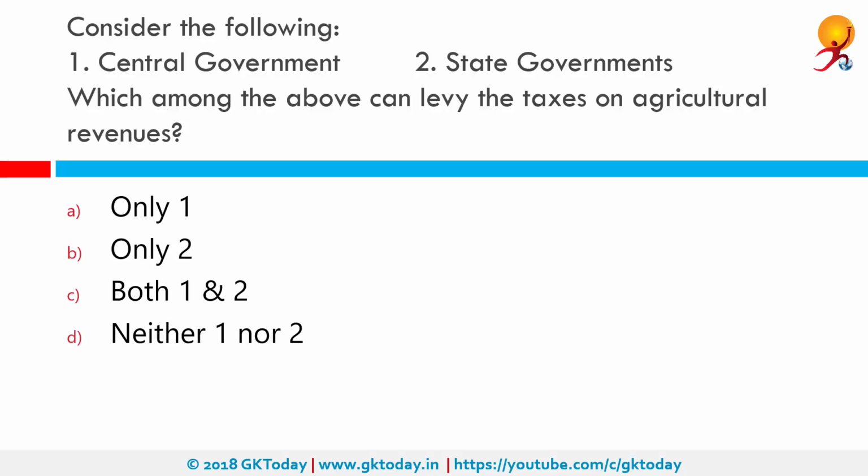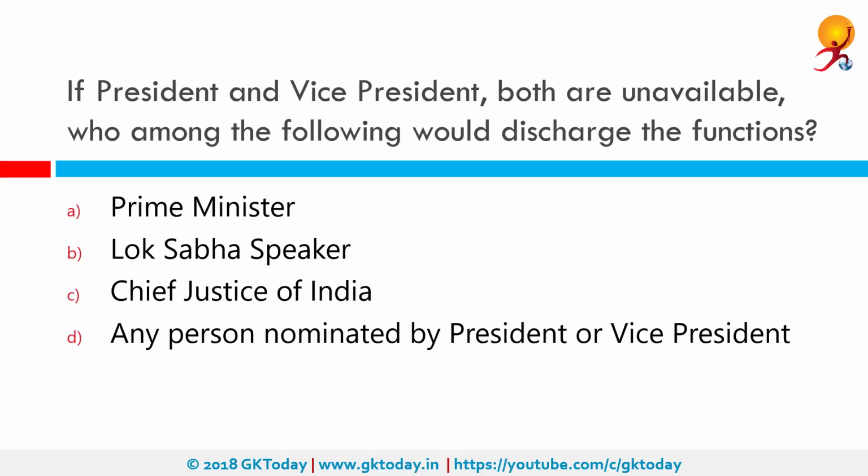As of the latest amendment, income of agriculture, if within Rs 50,000 in a financial year, will not be accounted for tax purposes. Anything above that will be taxable as per the applicable rates. So the correct answer is only 2, state governments.